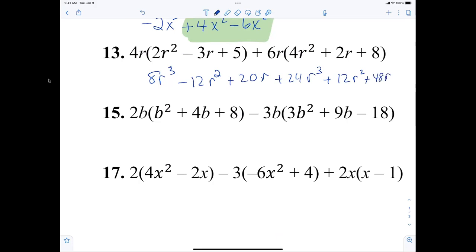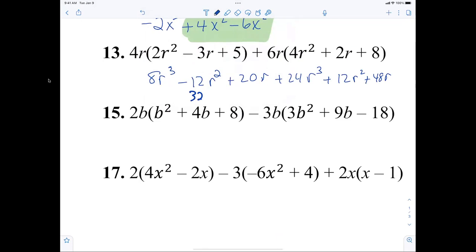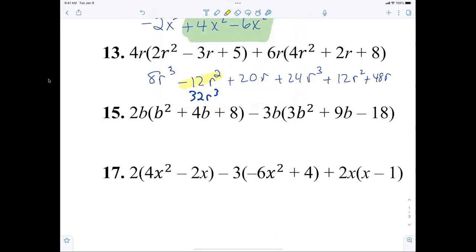Now combine terms carefully, please. So 32r cubed, and then the r squared cancels. 68r. Thank you for listening. It's that easy, guys. Multiply, distribute, combine terms. That's it.